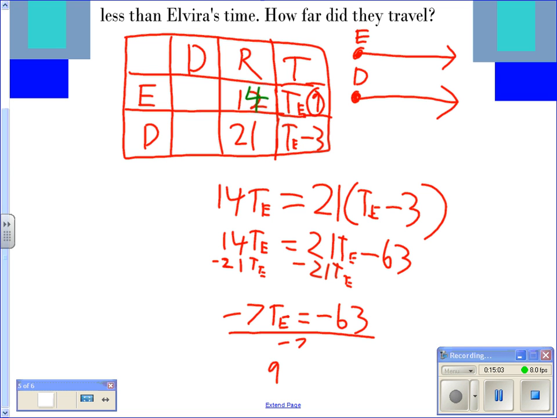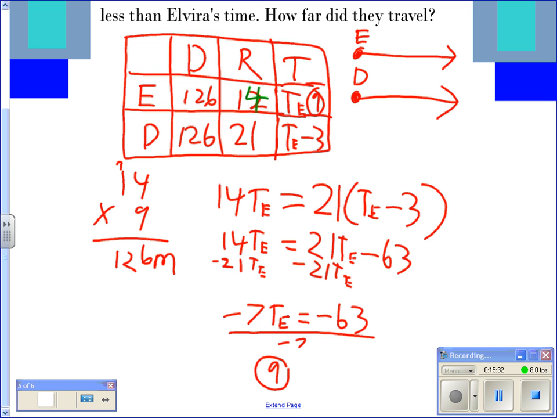Did y'all get 9 for the time? No, that's not the answer. How do you get the answer? 14 times 9? Did they travel 126 miles? I'm guessing. I don't remember what the problem said. You agree? Y'all understand how to do these?